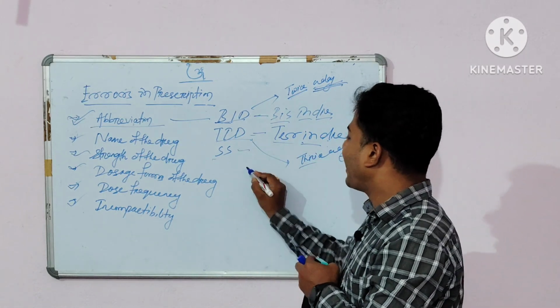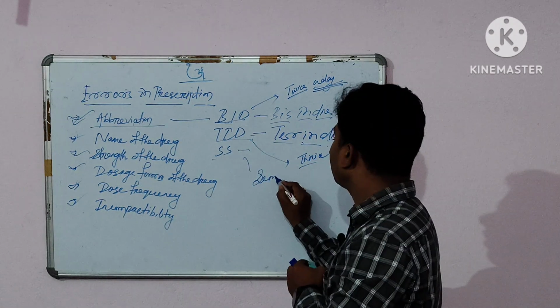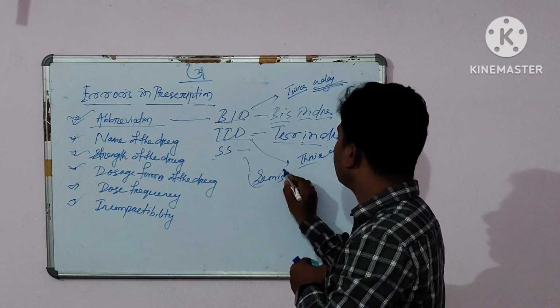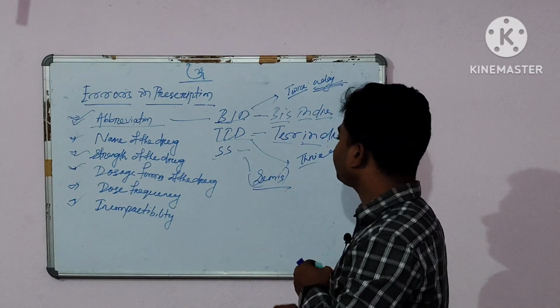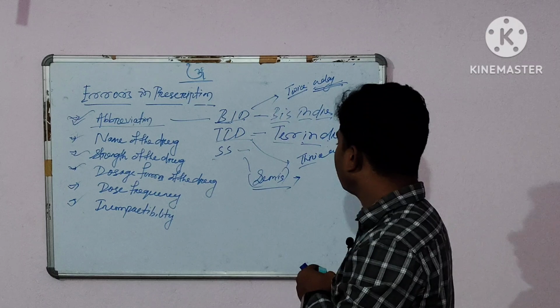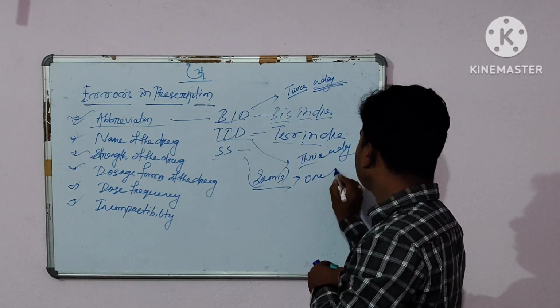Another one, SS, means semis. That means one half.